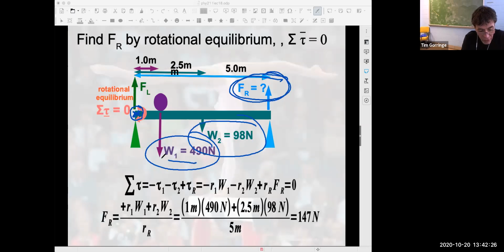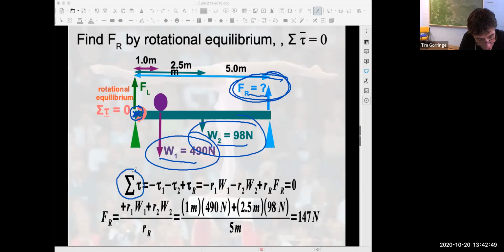We know the strengths of 2 of those forces, but not the third. We know the locations of all 3 of those forces. They're at distances 1 meter, 2.5 meters, and 5 meters from the left-hand support. And so we've got all the ingredients to actually solve for the right-hand force. Let me show you how it works.